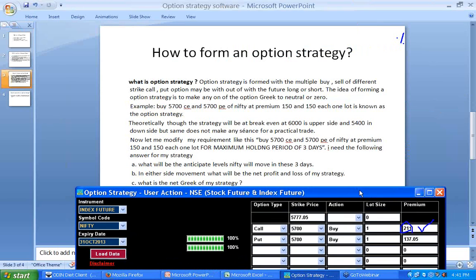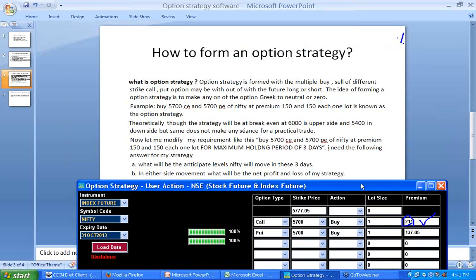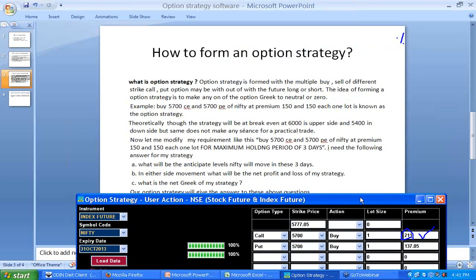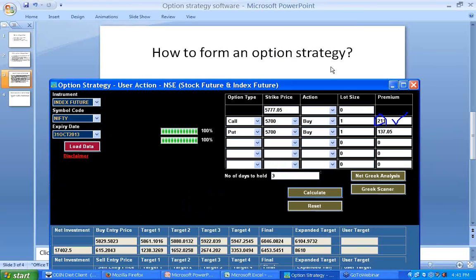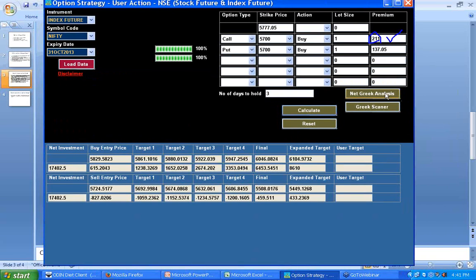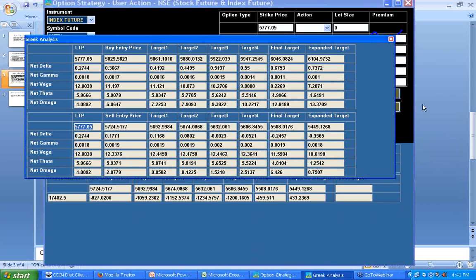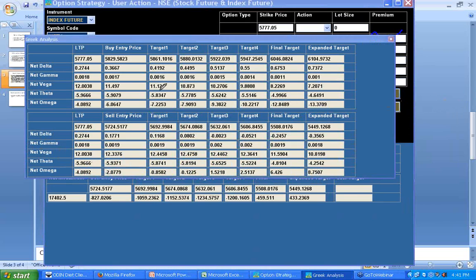Second answer I got: for movement on either side, what will be the net profit and net loss of my strategy? Now the third answer I want: what is the net Greek of my strategy now? If I hit this button, it tells me that at this particular point my net delta is 0.27 at this last traded price. Gamma is this one, Vega is this much, Theta is this much, and Omega is this much. All Greeks at these levels.